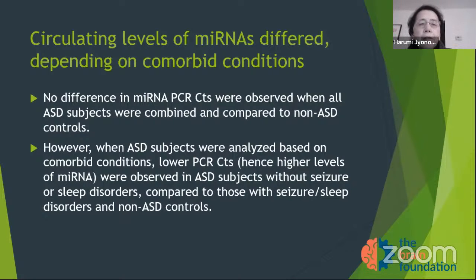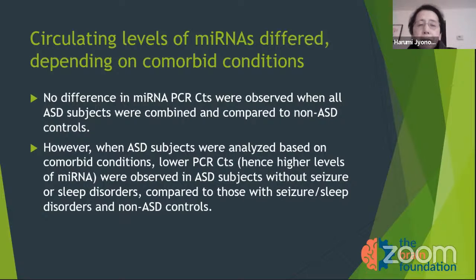We didn't find significant changes from controls of these 7 microRNA PCR counts when we combined all the ASD subjects. However, when we checked for the changes based on the comorbid condition, there are some changes, and those changes are most significantly observed in ASD subjects with or without seizure or sleep disorders.